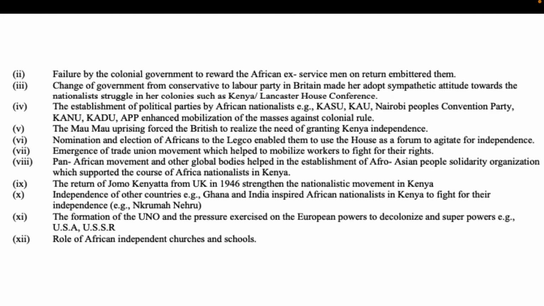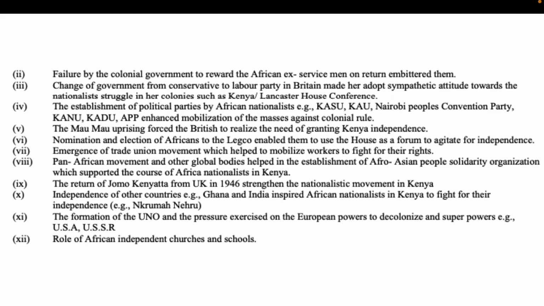Change of government from Conservative to Labour Party in Britain made her adopt a sympathetic attitude towards the nationalist struggle in her colonies such as Kenya, e.g., the Lancaster House Conference. The establishment of political parties by African nationalists, e.g., KASU, KAU, Nairobi People's Convention Party, KANU, KADU, enhanced mobilization of the masses against colonial rule. The Mau Mau uprising forced the British to realize the need of granting Kenya independence.